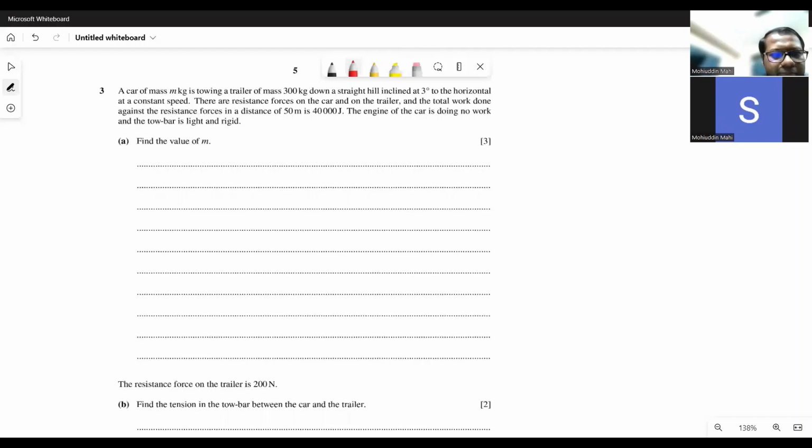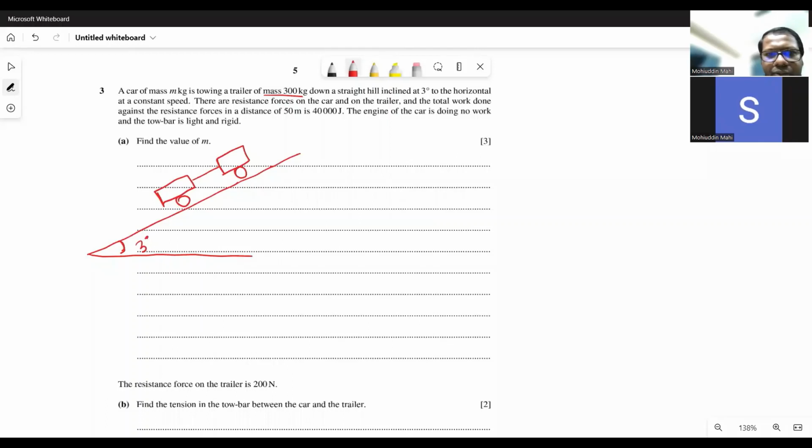So, an inclined surface and the angle is 3 degrees with the horizontal. A car of mass m kg is towing a trailer of mass 300 kg down a straight hill. That means the car and the trailer are moving in the downward direction. So that's the car, say for example, and that's the trailer. It's moving in the downward direction.